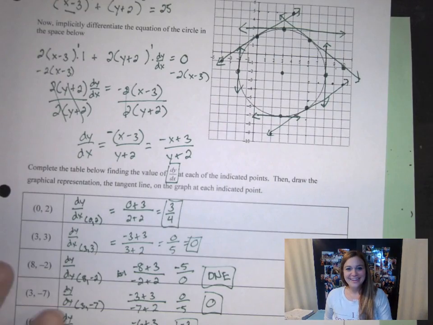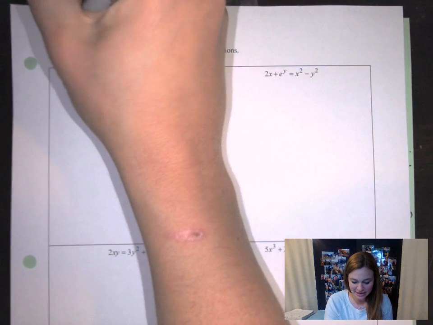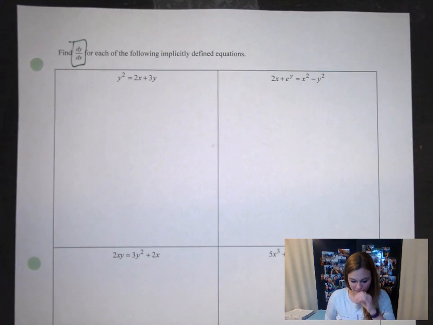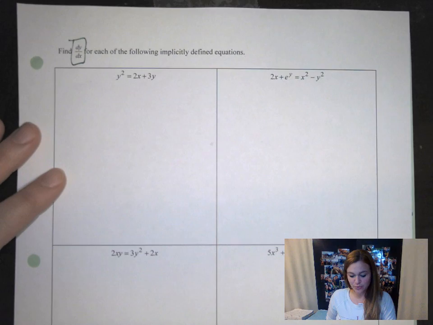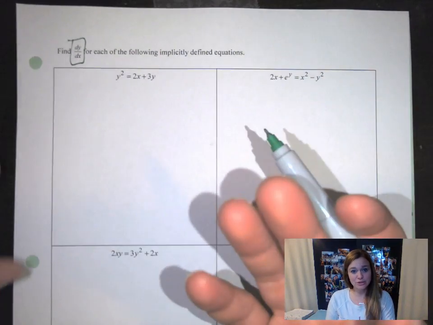Do you want to do more? I want to do more. Let's do more. Okay, so in the next page, we get to practice this. It says find dy dx. So find the derivative for each of the following implicitly defined equations. So I'm not even trying to get y by itself. All I'm doing is going to the derivative right away.